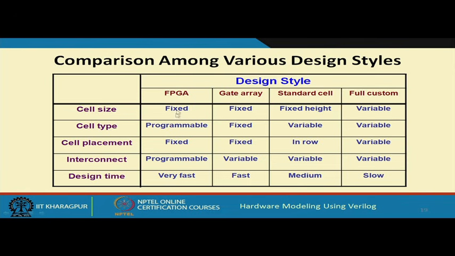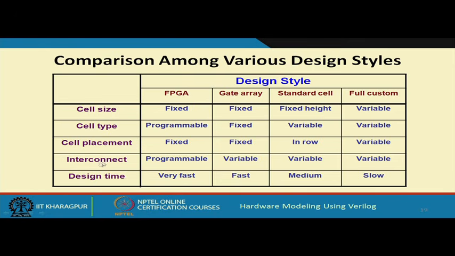Cell type, in FPGA you have the LUTs, but you can implement anything by programming them. So, this is programmable. But in case of gate array, there are some gate arrays where a large number of NAND gates are built. So, the cell type is also fixed, they are NAND function. But standard cell, there are various different kinds of cells, full custom also there can be different kinds of cells. Cell placement in FPGA and gate array are fixed because the cells are already there. In standard cell, you have some restriction, cells can be placed along rows, but in full custom you can place them anywhere you want.